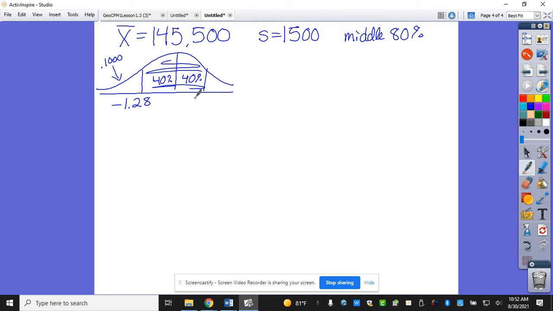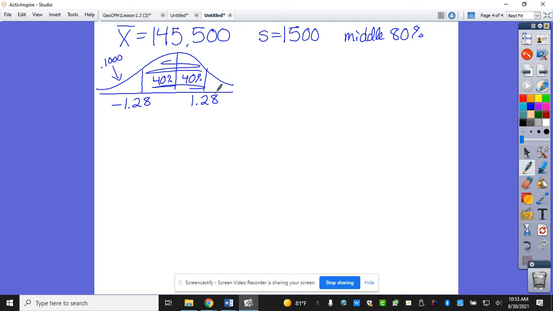What is this one? 1.28. Technically that's looking up what area to get that one. 0.9, because 0.10 is here, 0.9 is there. But you don't have to look up both. There's 10% here, so to the left is 90%. So technically looking up 90% would give you that, but if this is negative, this is the positive one.